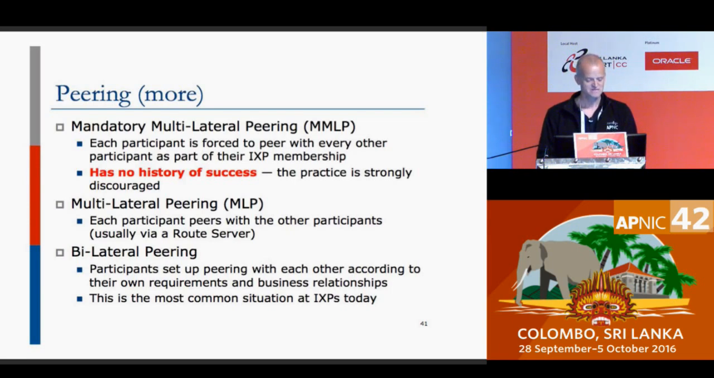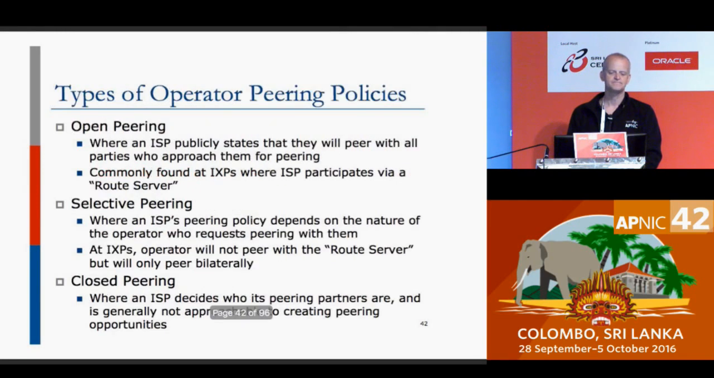Bilateral is what we've been doing a lot of here out during the coffee breaks. We all go talking to each other, one-to-one. Participants set up peering with each other according to their own requirements and business relationships. And that's the most common situation. So generally at an IX, you see bilateral happening between the bigger providers, multilateral happening between the smaller providers. So that's the type of peering that you would see there.